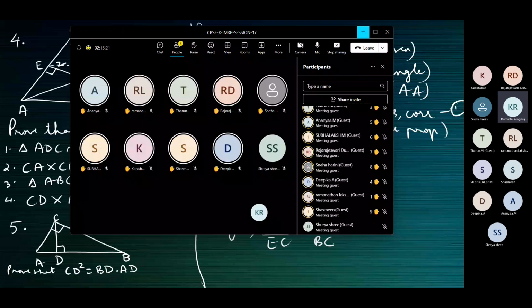And since this is a revision program, the contents of every class are important from the examination point of view. Yesterday and today we are seeing the different questions which can be expected in the board exam from similar triangles. So do not forget to watch the recordings, children.